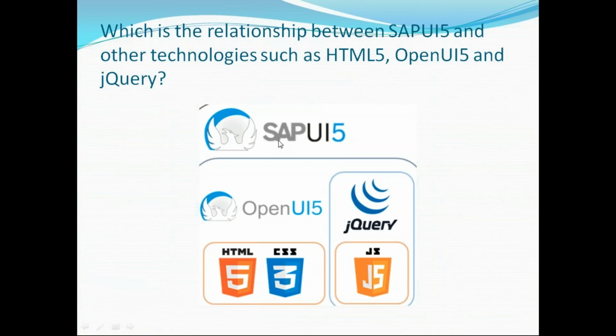So SAP UI5 is developed on the top of HTML5, CSS, and jQuery. These are all the open technologies, open source technologies. In fact, we also call them together as Open UI5. But on the top of the Open UI5, plus some additional features, we call it as SAP UI5. So SAP UI5 is Open UI5 plus some additional controls which are not possible in the Open UI5. So SAP UI5 is SAP's proprietary format, proprietary development toolkit. Open UI5 is a free source.